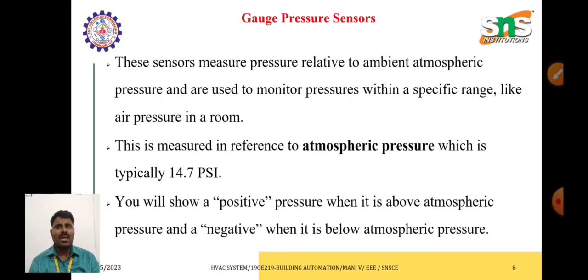And next one, gauge pressure sensor. In a gauge pressure sensor, we are taking the reference value as atmospheric pressure. If the atmospheric pressure is 14.7 psi, pounds per square inch, measured values above the atmospheric pressure indicate a positive pressure value. If the measured pressure is less than 14.7 psi, it indicates negative. It is below the atmospheric pressure. So we are keeping the atmospheric pressure as a constant in order to measure the value.